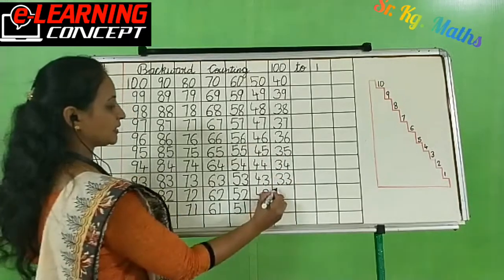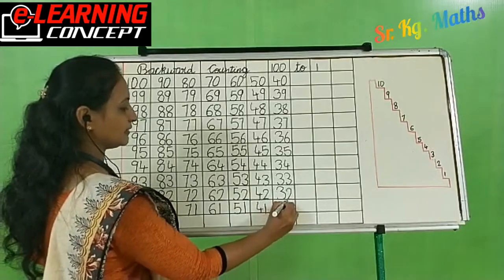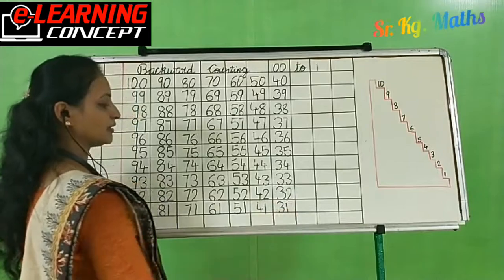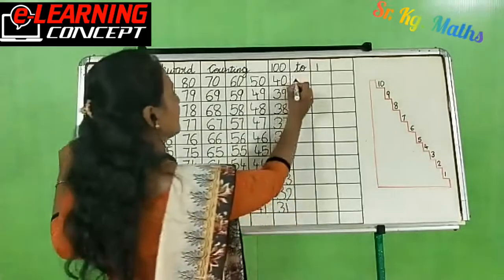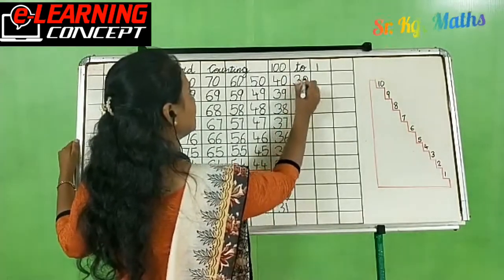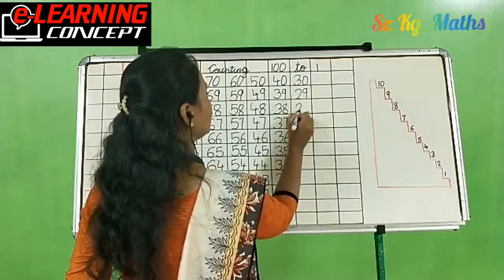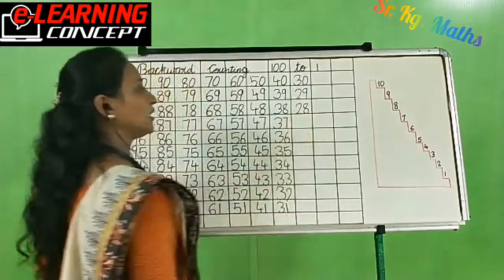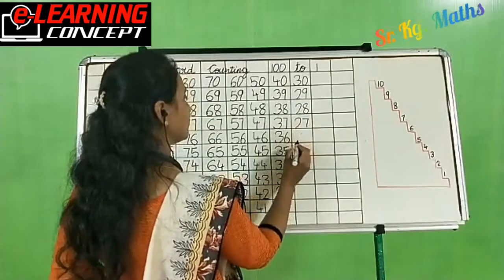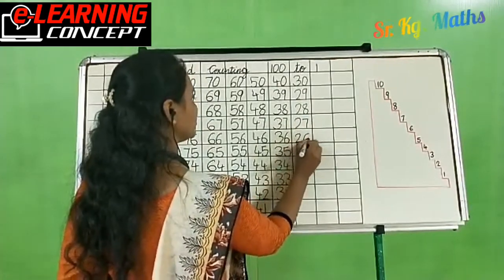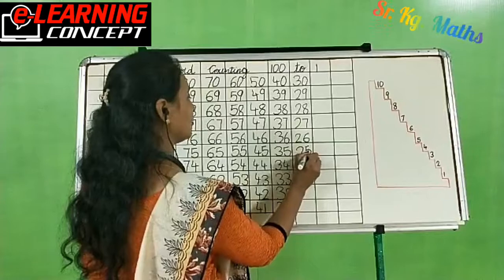3, 3, 33, 3, 2, 32, and then 3, 1, 31. Which number comes before 31? Yes, 3, 0, 30. Then 2, 9, 29, 2, 8, 28, 2, 7, 27, 2, 6, 26, 2, 5, 25.